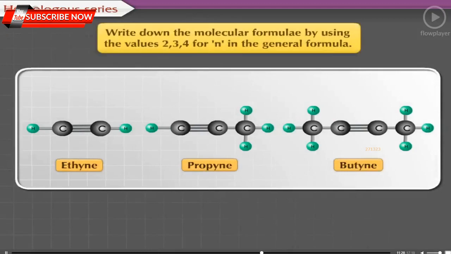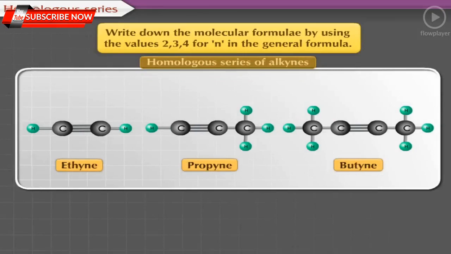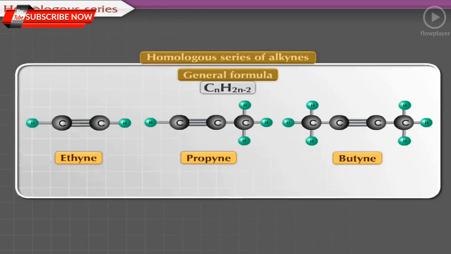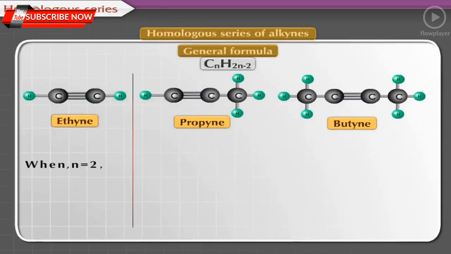Now let us write down the molecular formulae for the first, second and third members of the homologous series of alkynes by using the values 2, 3, 4 for n in the general formula. The homologous series of alkynes have the general formula CnH2n-2. When the value of n is 2, the molecular formula of the first member, C2H2, is obtained.